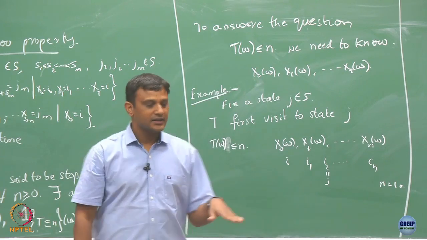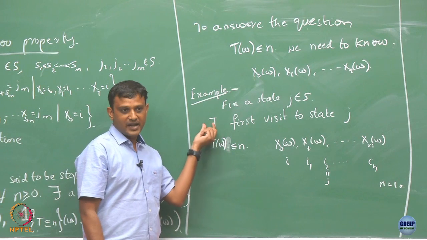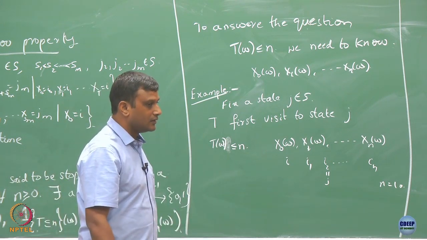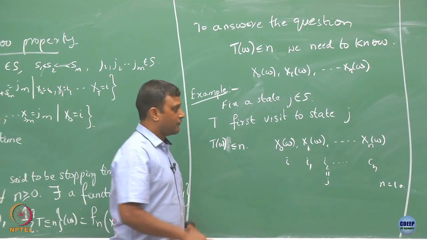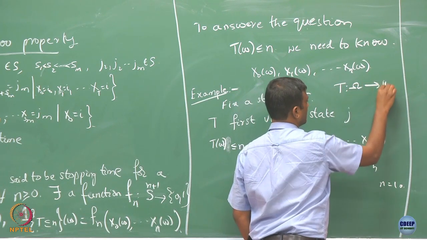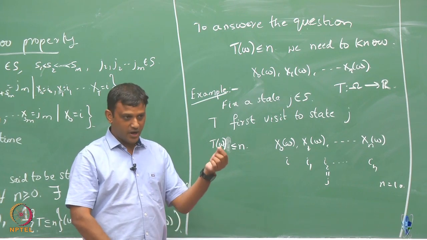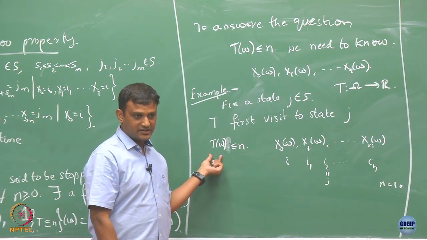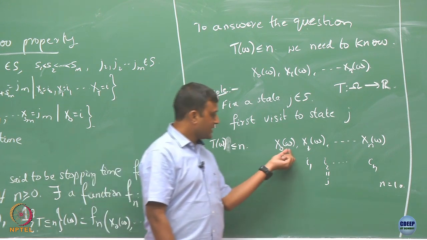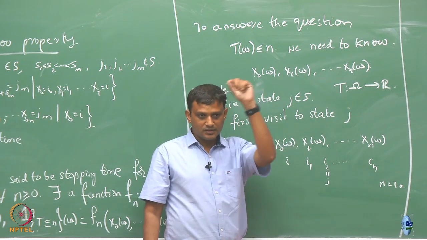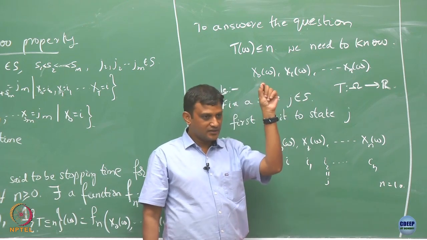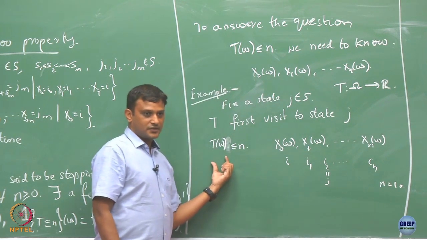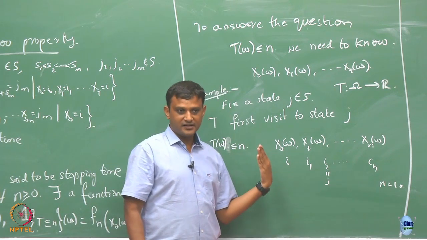Whenever this happens, I am going to call this random variable, this random time, a stopping time. T is a random variable, right? T is defined from omega to R. If you are interested in a sample point and on that sample point you want to ask whether the random time is going to be less than n, you are going to look at the sample path you observed for that sample point. So this is a sample path for that sample point omega, and then you look at whether you can answer this question. You look at whether j has happened before n. If that is the case, then it is true.